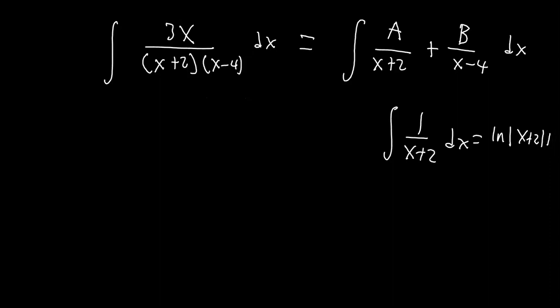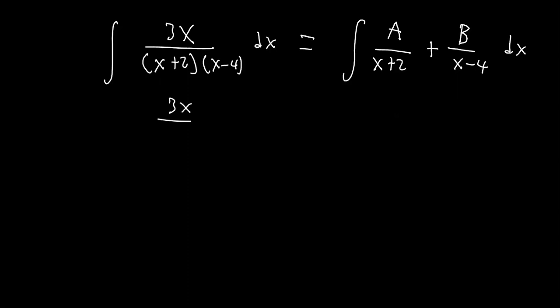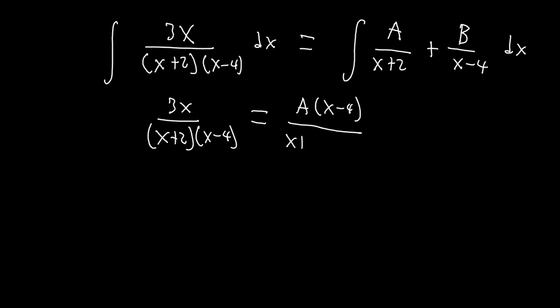So now let's actually solve for a and b. Let me just show you how we do it. As I said earlier, you multiply both the denominator and the numerator by x minus 4 for the first expression, so we'd have some output like this, plus b times x minus 4 times x plus 2.